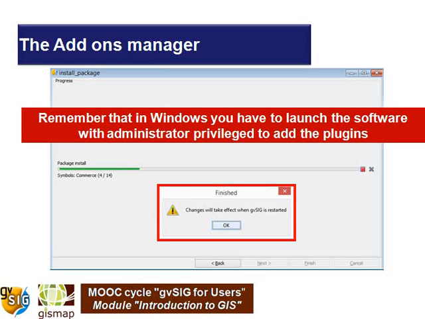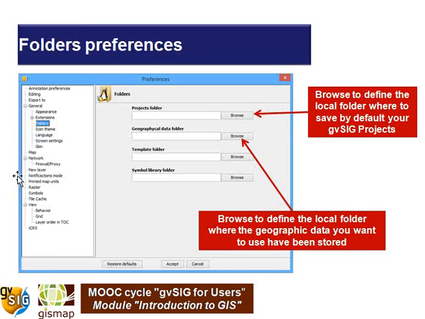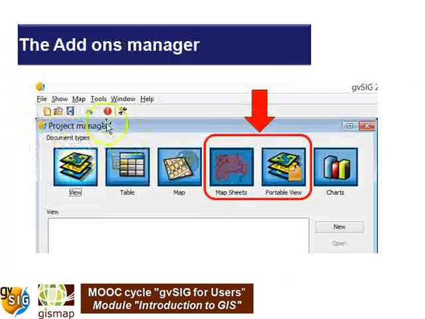Then you continue, then you click OK, and then you have to restart gvSIG. And when you restart, you see that the new plugins have been installed. There are some plugins you can see in the view, other plugins that are hidden, let's say functioning in the background, but all of them will be installed after you complete the add-ons manager.